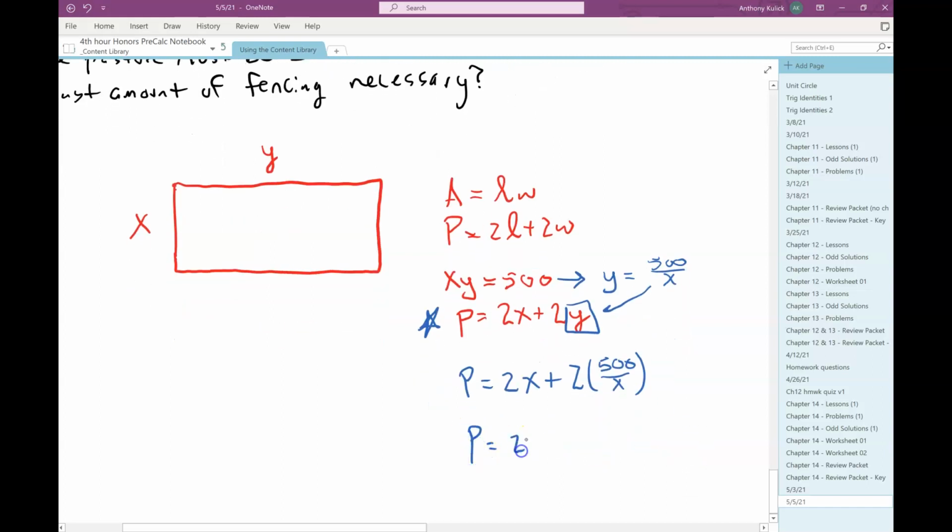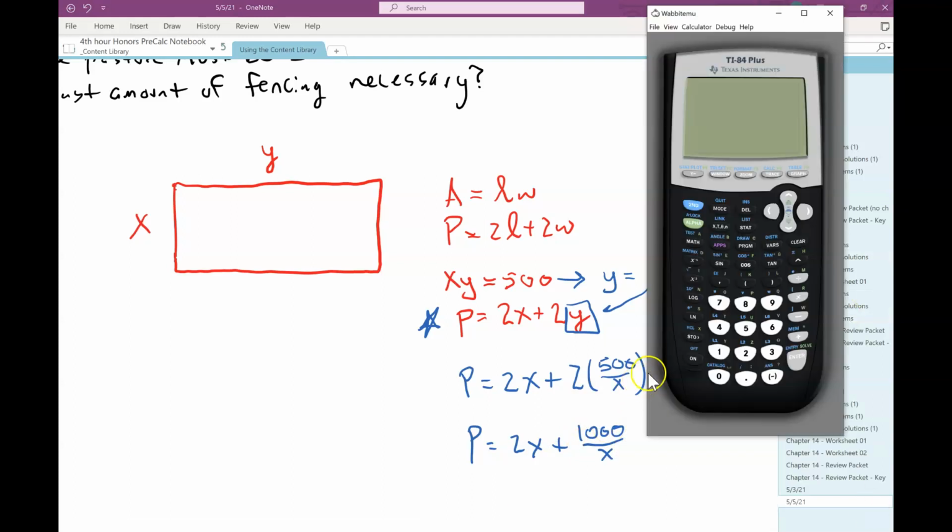And if I'd like to, I could simplify that down. It doesn't really matter if we're going to type it into our calculator, though. Everybody good with how I got that in there? I'm going to set a window now. So x is the length of this rectangle.